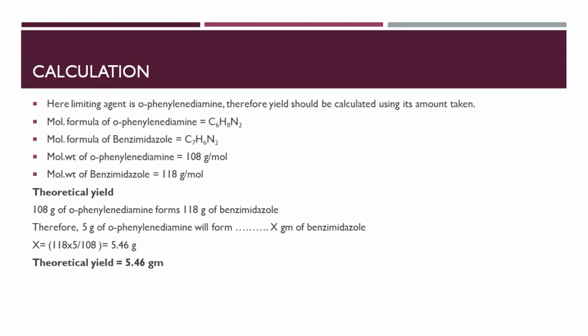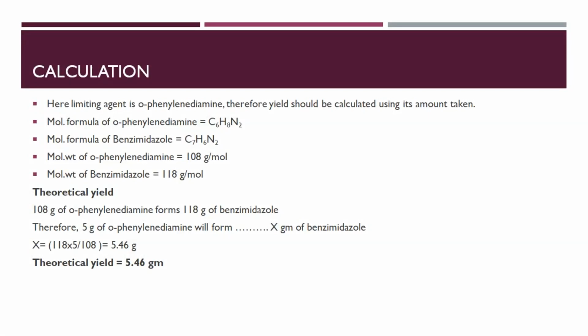So 108 gram of orthophenylene diamine forms 118 gram of benzimidazole. So from molecular weights you can see that 108 gram of OPD will give 118 gram of benzimidazole. Now in the procedure we have seen that we have taken OPD as 5 gram. So therefore 5 gram of orthophenylene diamine will form how much gram of benzimidazole? So let it be X.